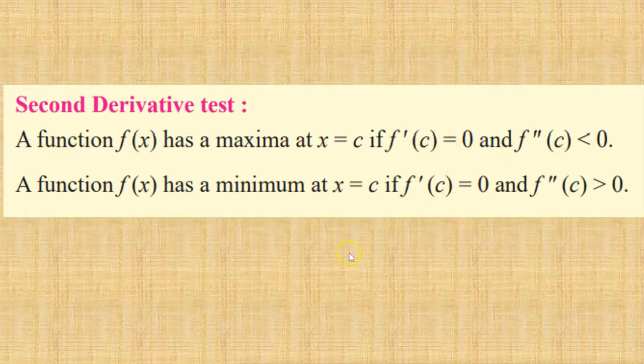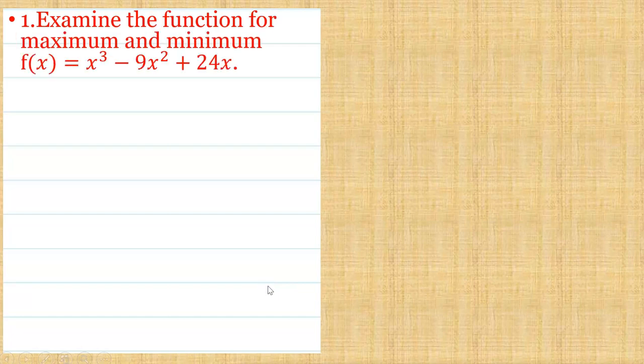Now, next, the test for maxima and minima, that is called the second derivative test. A function f of x has a maxima at x equals c if f dash of c is equal to 0 and f double dash of c is less than 0. And a function f of x has a minimum at x equals c if f dash of c is equal to 0 and f double dash of c is greater than 0. Now let us start the problems.